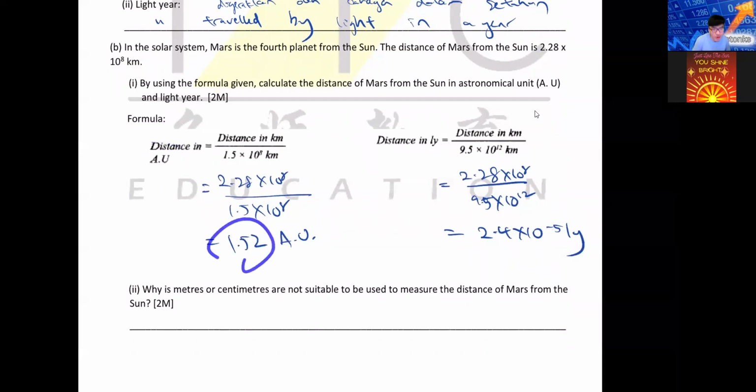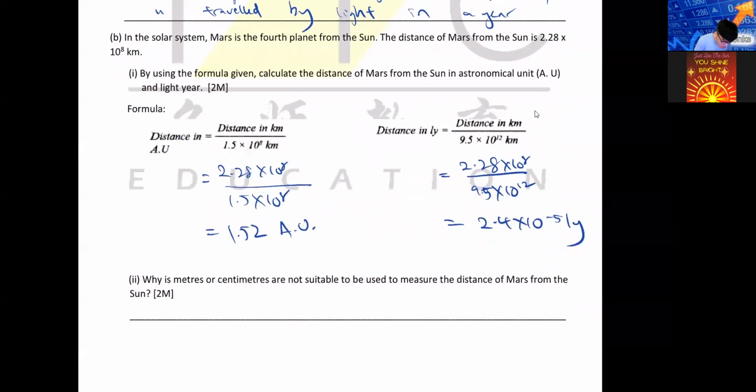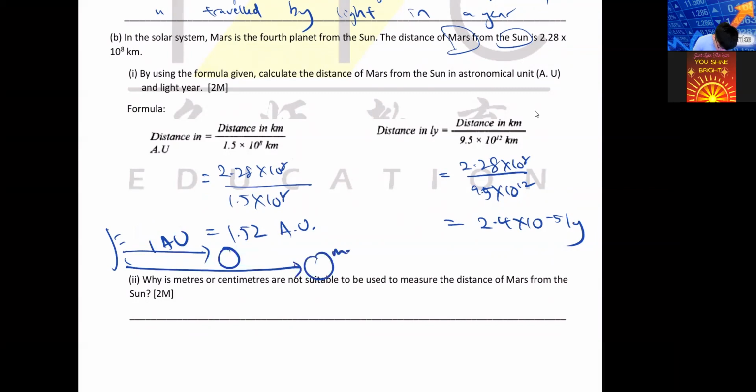What does it mean by 1.52 AU? Like I told you, from our sun to our Earth is 1 AU, 1 banana. You don't think of AU, think of banana. From our Earth to the sun is 1 banana. From Mars to sun is 1.5 banana. Now it makes so much sense, right? That means from Earth to sun is 1 banana, and from Sun to Mars is 1.52 banana.